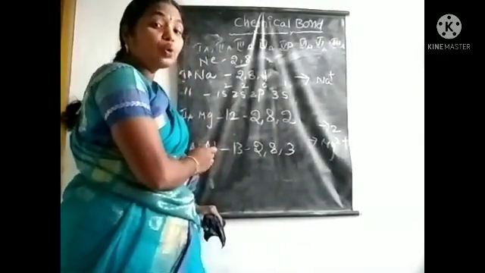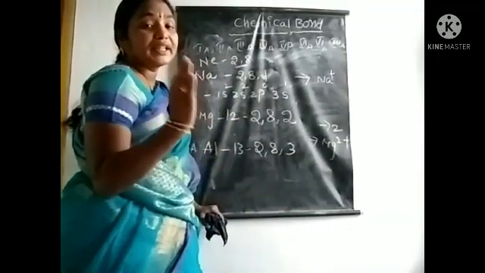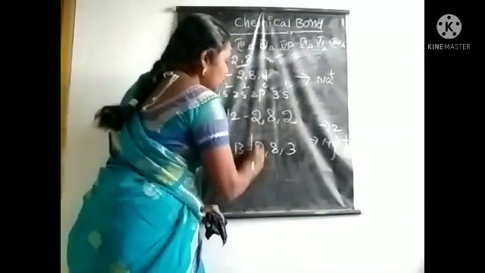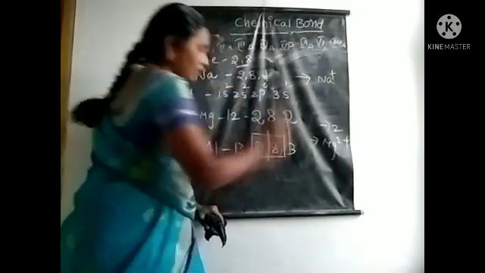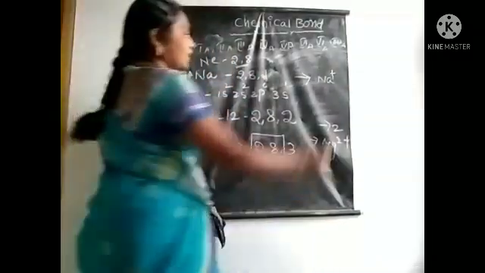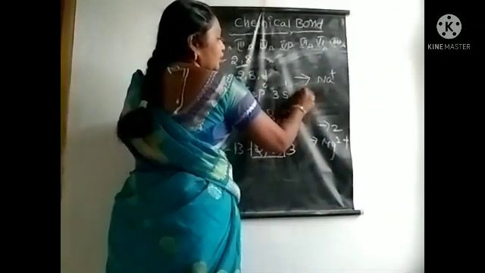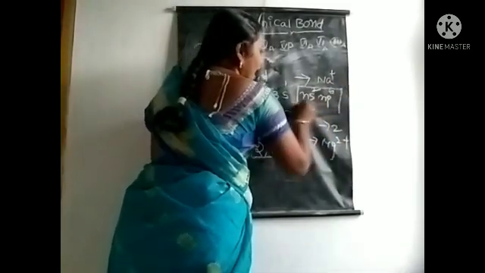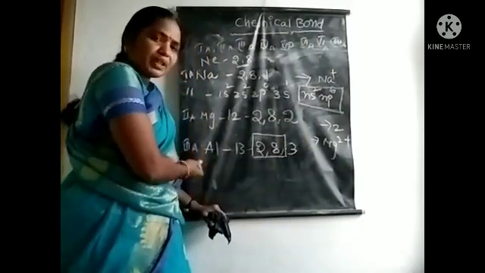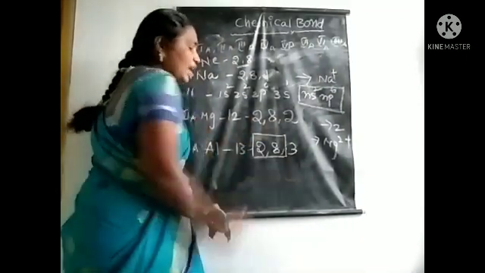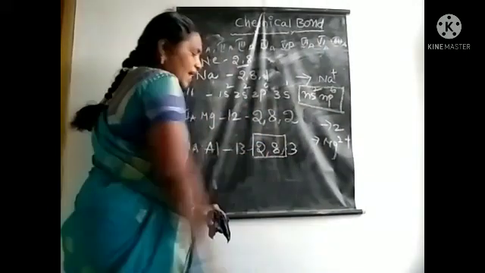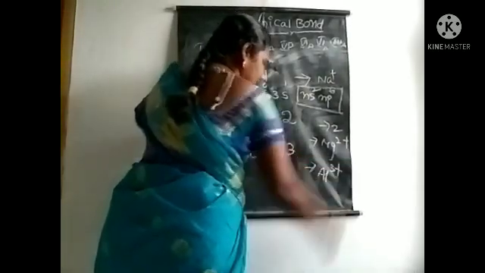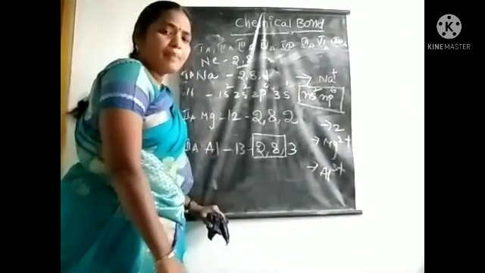Aluminium is ready to lose 3 electrons to form the inert gas configuration. The inert gas configuration general formula is ns2 np6. To form this configuration, aluminium readily loses 3 electrons and forms Al3+.